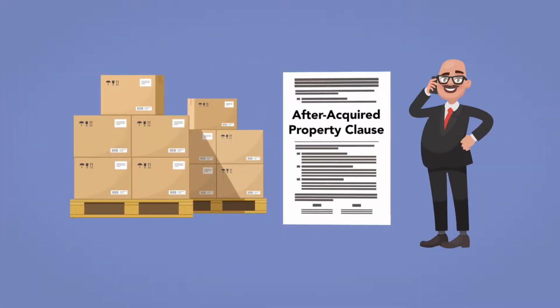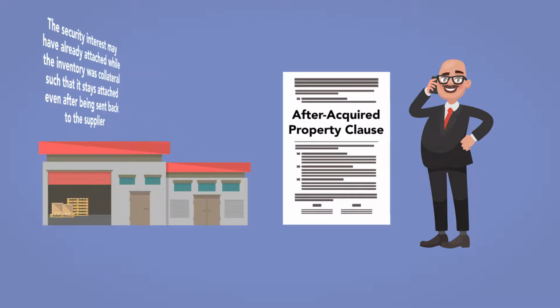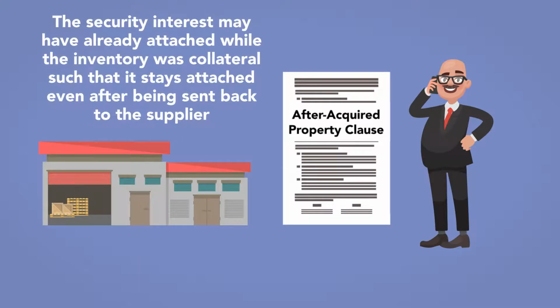If a debtor subject to an after-acquired property clause returns inventory to its supplier, the security interest may have already attached while the inventory was collateral, such that it stays attached even after being sent back to the supplier.